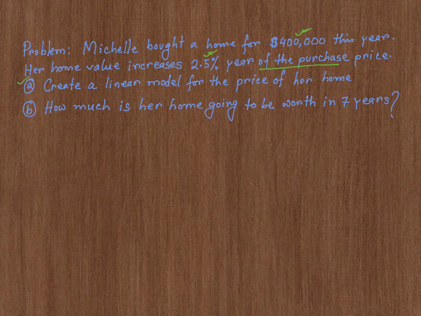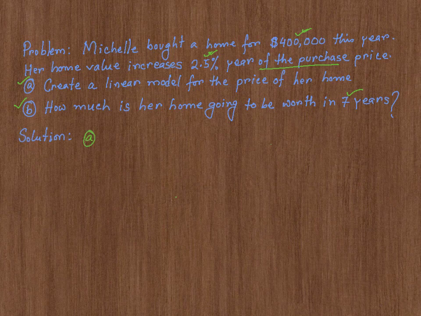First, we need to create a linear model for the price of the home as time goes on, or as the years go by. Second, how much is her home going to be worth in 7 years? Let's do part A first.